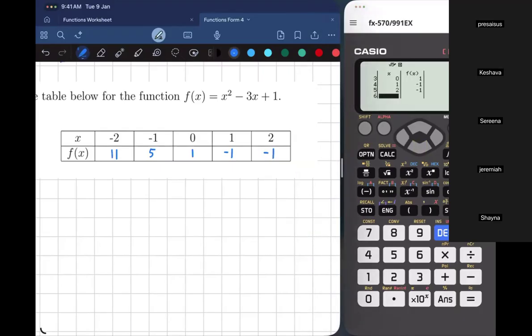Just indicate who else has a Casio calculator. Let me know, guys. Who else has a Casio calculator? Shina, you have a Casio calculator? Which one do you have, the one I have on the screen or the one I sent in the chat? Do you have the one on the screen?